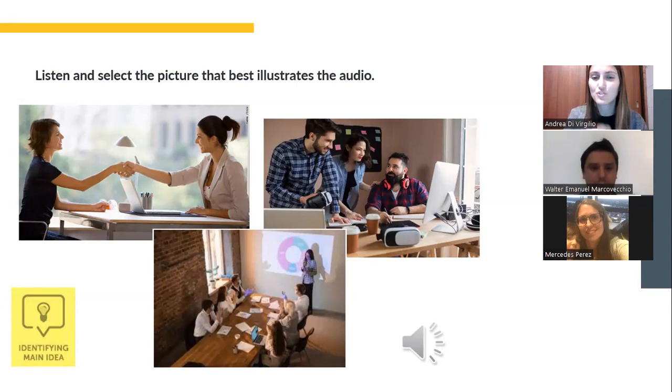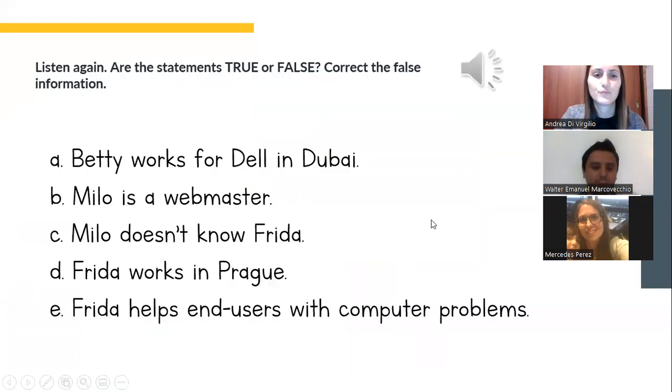So, which picture is it? 2. Number 2. How could you tell that it was number 2? There are 3 people talking. Yes, good. There are 3 people talking, and it's an informal situation, right? Or a neutral situation. Good, very good. Let's continue.